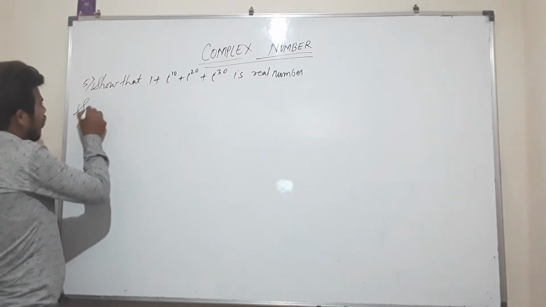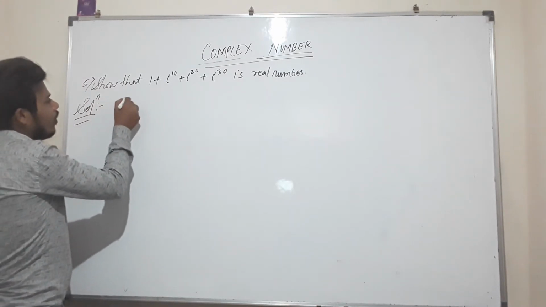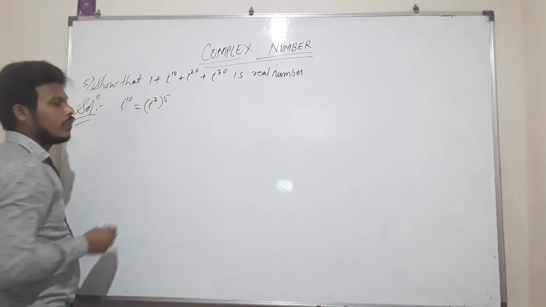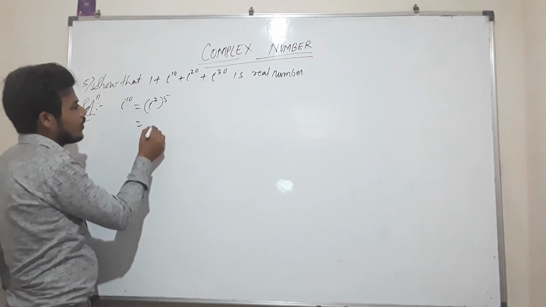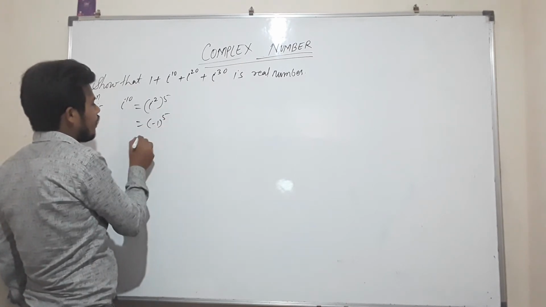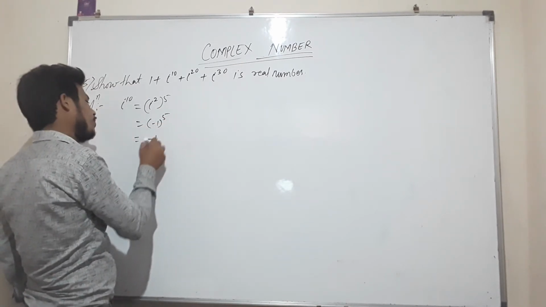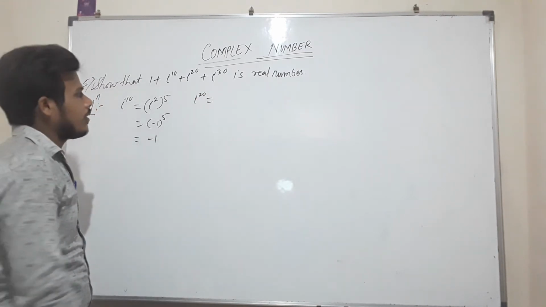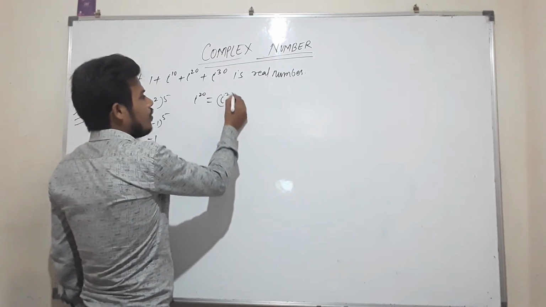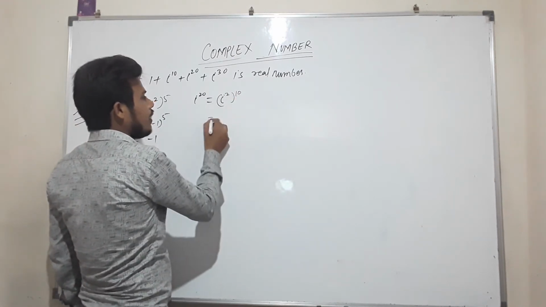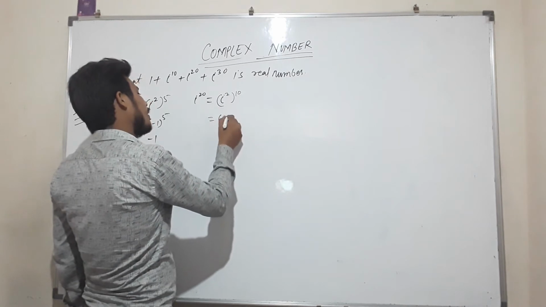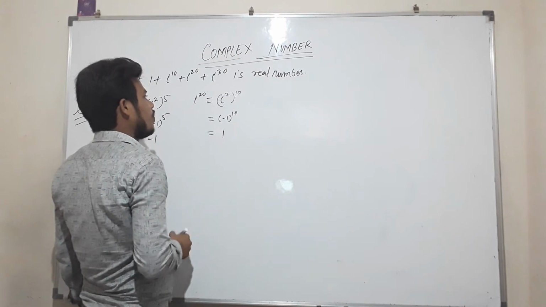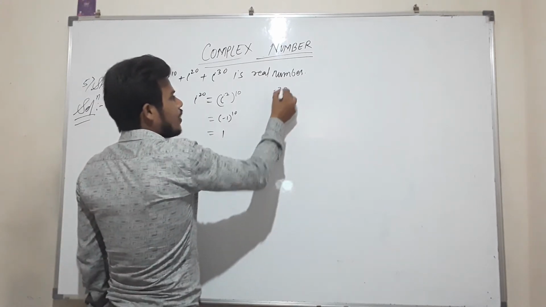Solution: i raised to 10. So directly we can take i raised to 2 raised to 5. So i raised to 2 is nothing but -1 raised to 5, and -1 raised to 5 is nothing but -1. Now i raised to 20. How can we write i raised to 20? i raised to 2 raised to 10, because 2 10s are 20. So i raised to 2 is nothing but -1 raised to 10, and -1 to an even power is always positive.